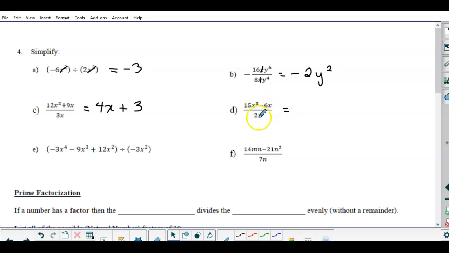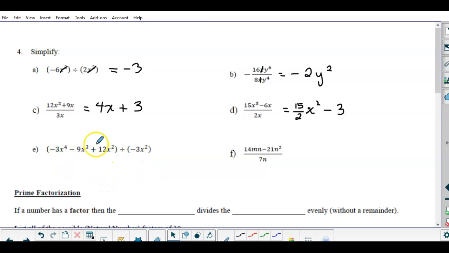D, again, a binomial. So 15x cubed divided by 2x squared. It's not going to go in evenly. So we're going to show it as 15x over 2. And then negative 6x divided by 2x is negative 3. So we're going to show it as subtract 3.